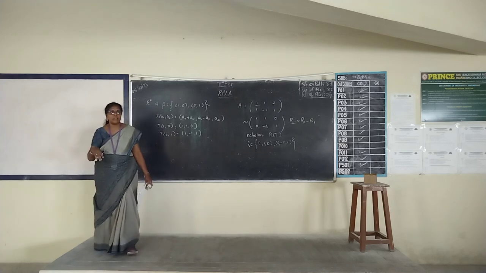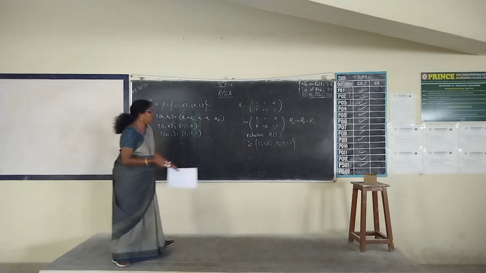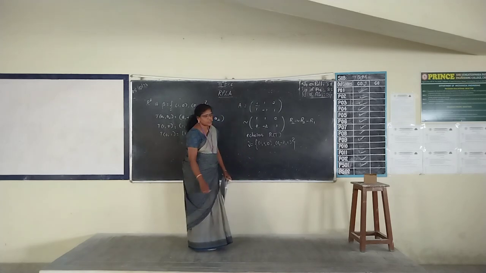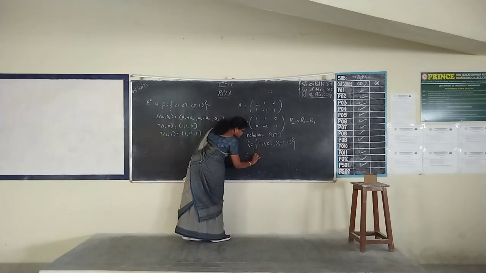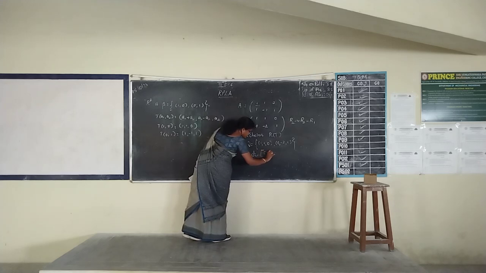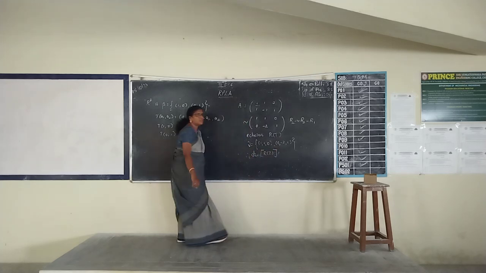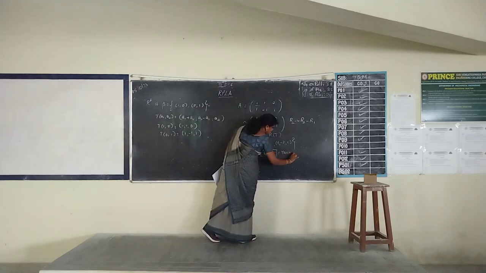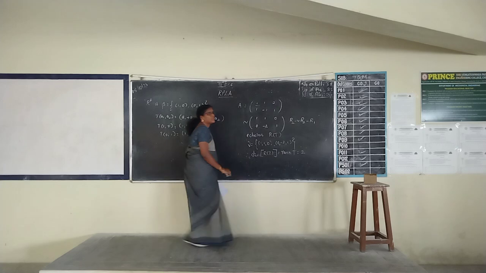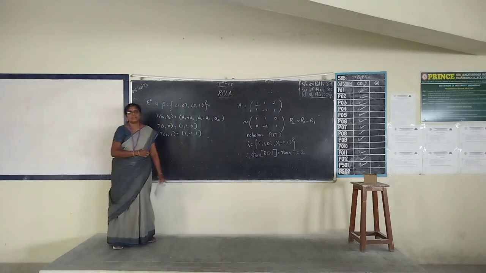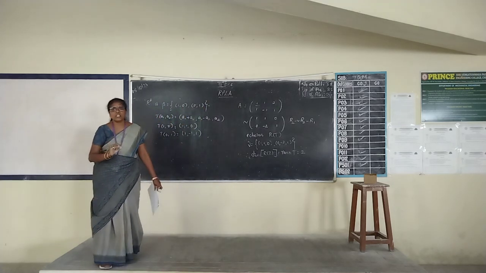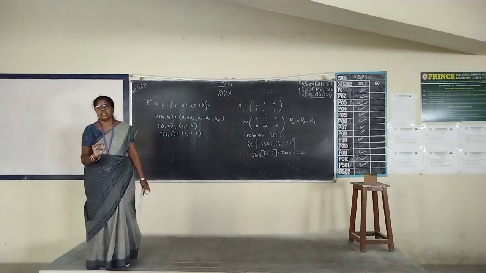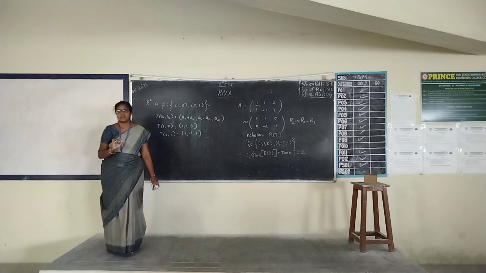What is the next one you have to find? Dimension. How many elements are there in the set? 2. So the dimension is 2. Therefore, dimension of R of T is also called the rank. So it is equal to rank of T, that is equal to 2. Okay. Is the problem easy or difficult? Easy one. The same concepts only are used everywhere in the entire unit.